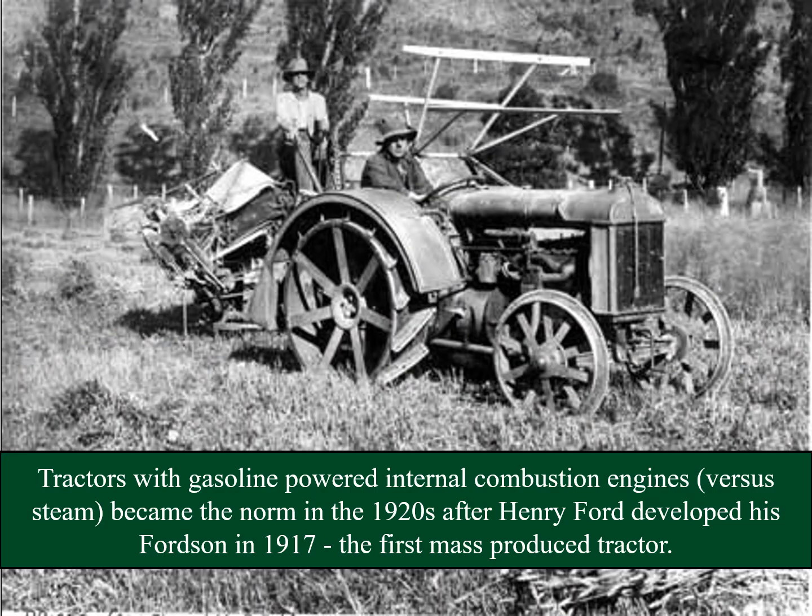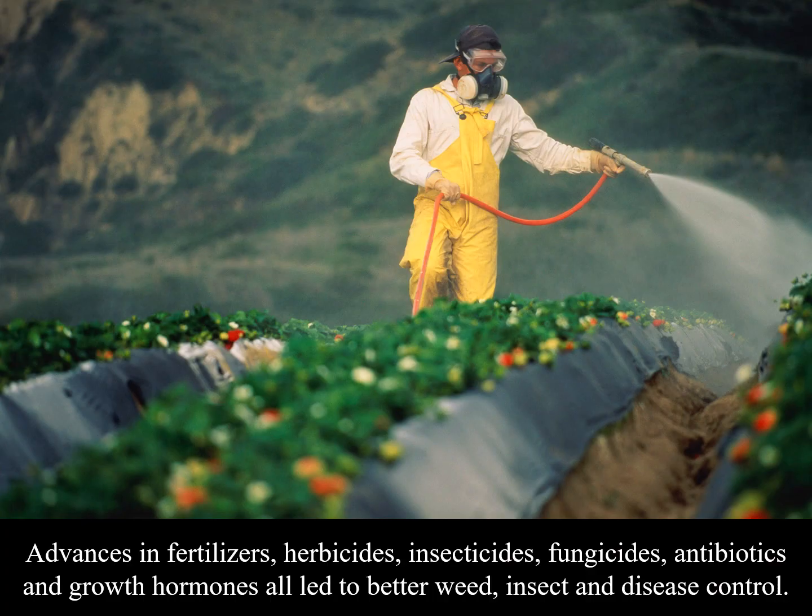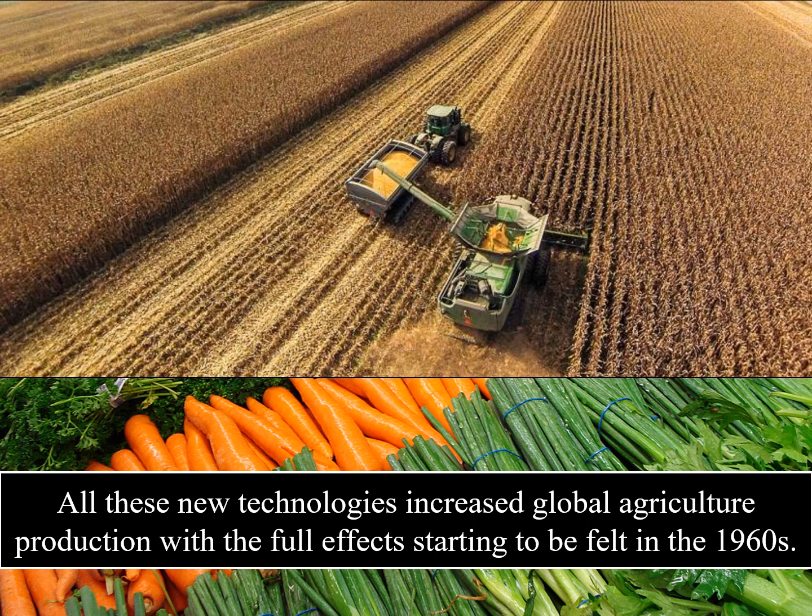Modernization of management techniques. Increased mechanization. Tractors with gasoline-powered internal combustion engines became the norm in the 1920s after Henry Ford developed his Fordson in 1917, the first mass-produced tractor. The distribution of hybridized seeds, synthetic fertilizers, and pesticides to farmers. Advances in fertilizers, herbicides, insecticides, fungicides, antibiotics, and growth hormones all led to better weed, insect, and disease control. All of these new technologies increased global agricultural production, with the full effect starting to be felt in the 1960s. And again, this is known as the Green Revolution, also known as the Third Agricultural Revolution.